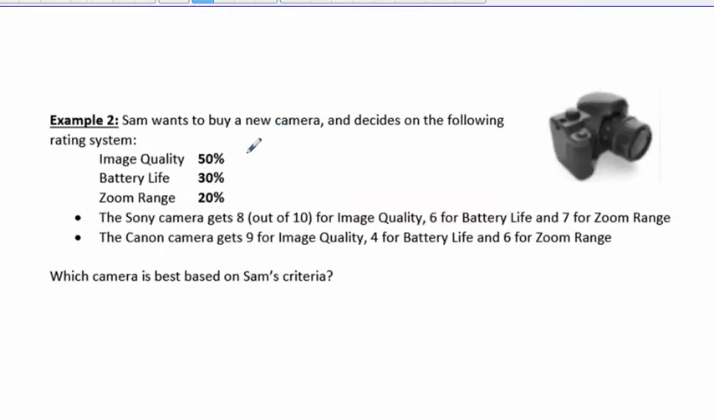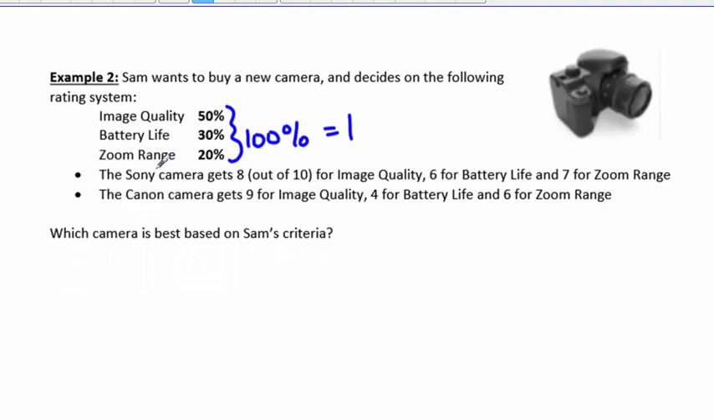Sam wants to buy a new camera and decides on the following rating system. He's going to rate image quality as 50% importance, battery life is 30% importance, and zoom range is 20% importance. Notice that together these add up to 100%. So our total amount of weight is 100% or 1. Therefore, what we're going to do is multiply the weights by the score in each of the categories and divide by 1, 100% being 1 weight total.